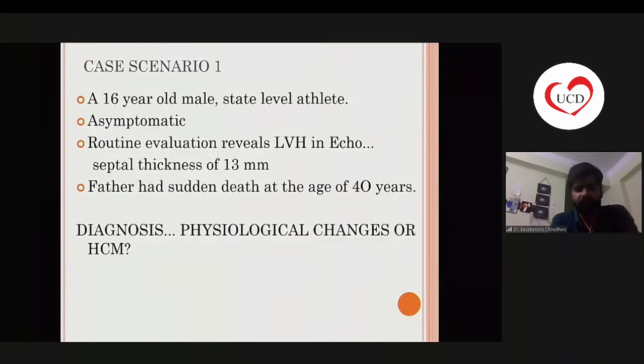Next slide. So let's take a case scenario. A 16-year-old male state level athlete, asymptomatic. Routine evaluation reveals LVH in echo, septal thickness of 13. Father had a history of sudden death at the age of 40. So what should be our diagnosis?